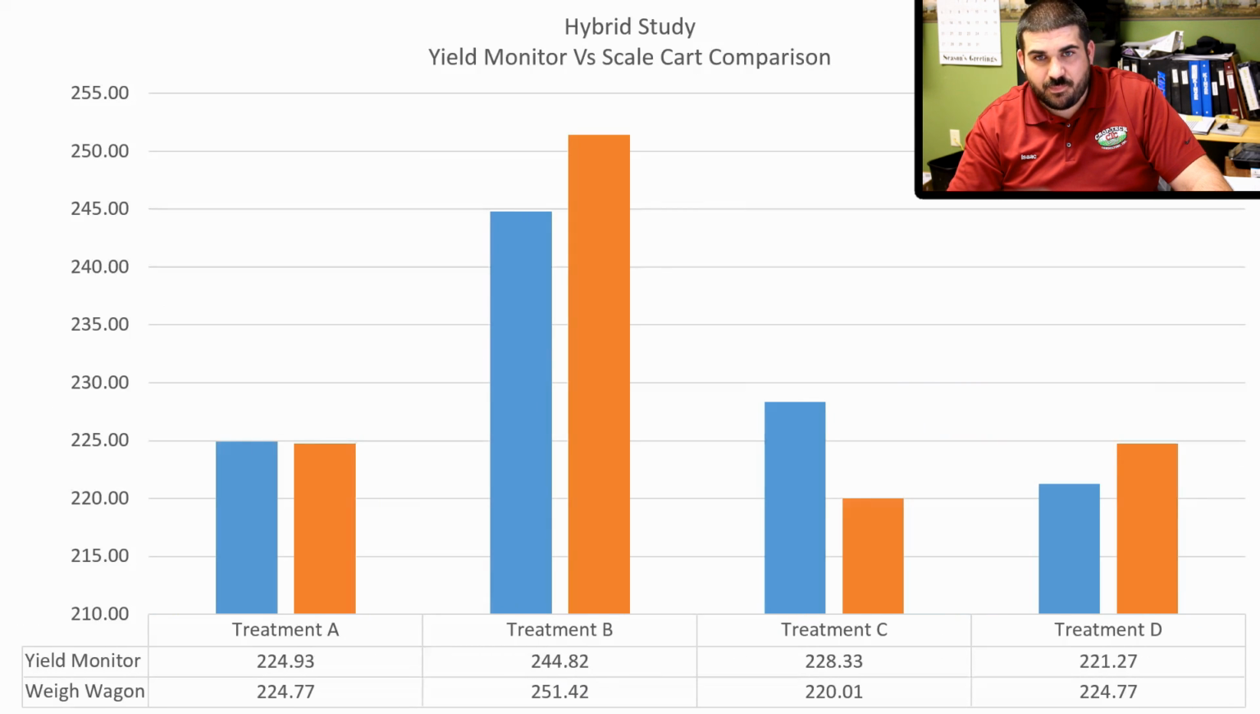Here we're looking at, this time, all the same hybrid but different treatments. We've added nitrogen treatments in this plot here and in different populations, and how that can change the yield reading in the monitor itself.